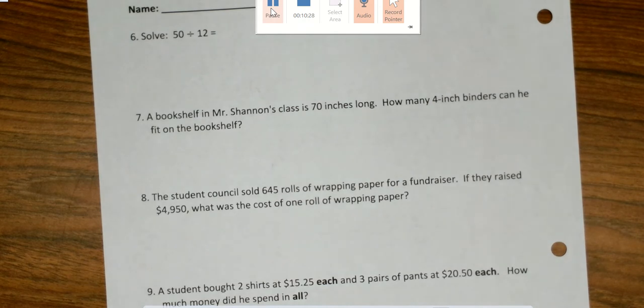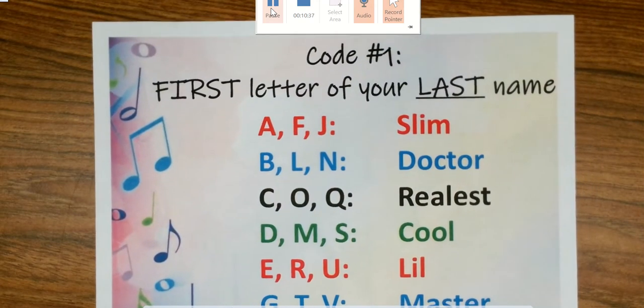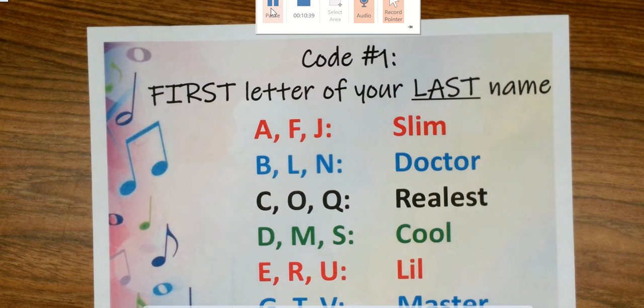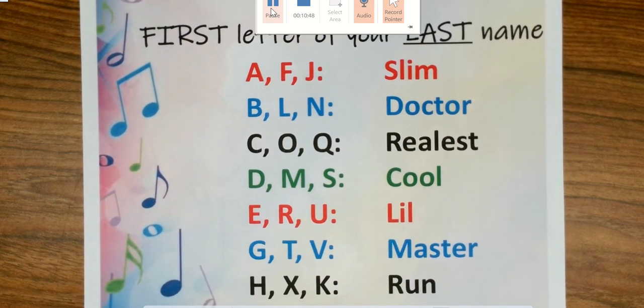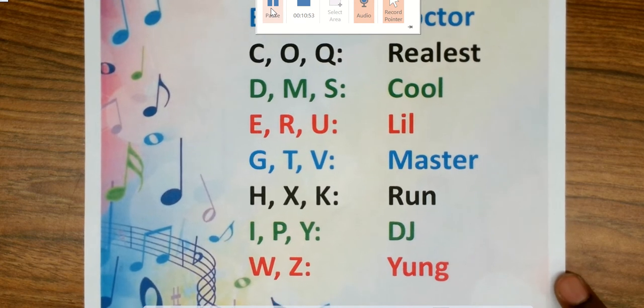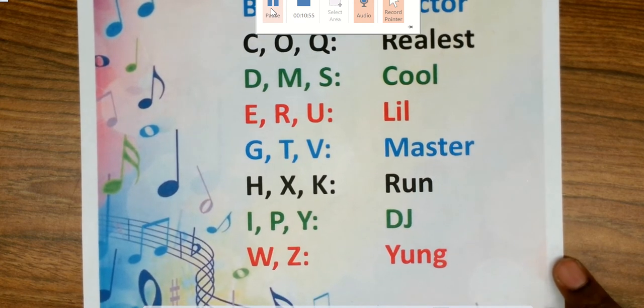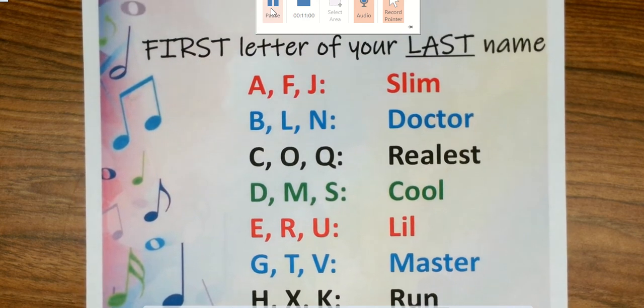All right, let's give them their code. So we have code number 1. Remember, you are collecting codes. It is the first letter of your last name. So let me show you those codes. First letter of your last name. All right, I'm going to show you one more time.